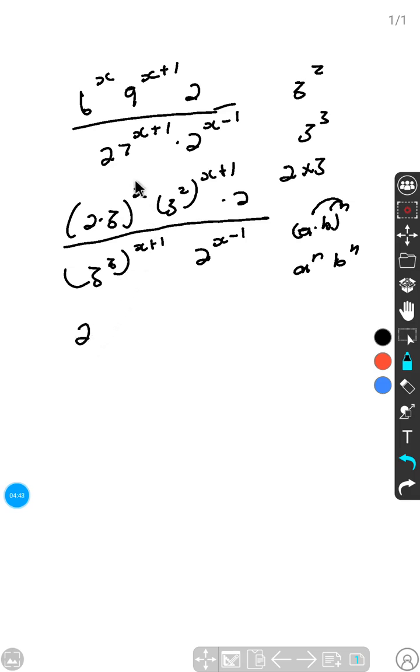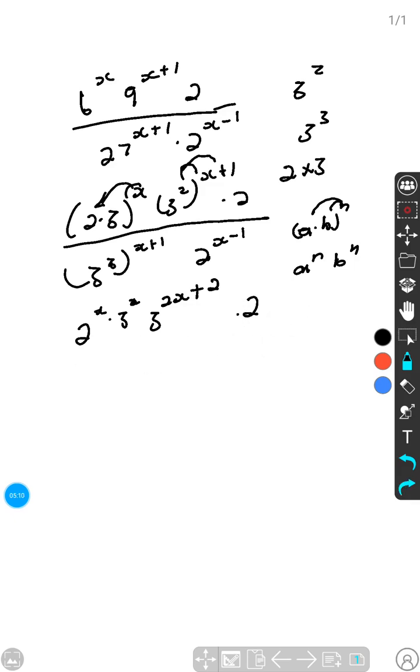So we're going to have 2 to the power x, 3 to the power x, 3 to the power x, and then here the 2 is going to go for the x and the 1. So we're going to have 3 to the power 2x. 2 times x is 2x. 2 times 1 is plus 2. And then we write out 2 here.